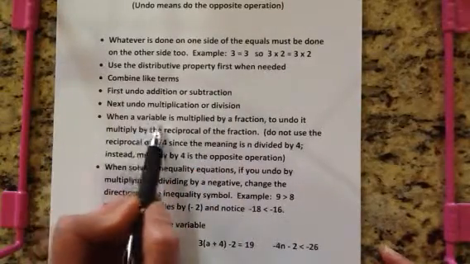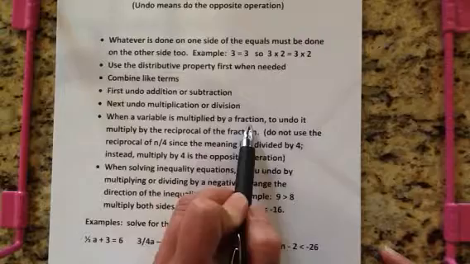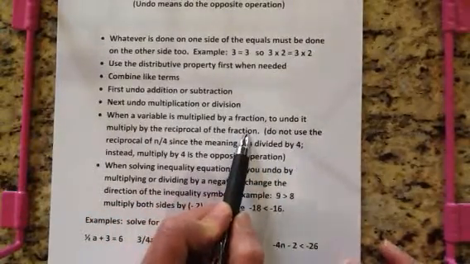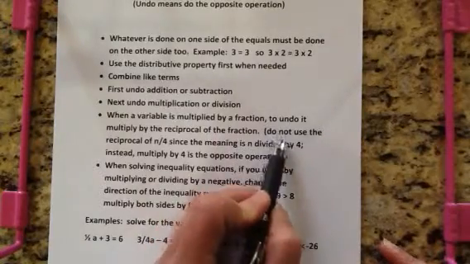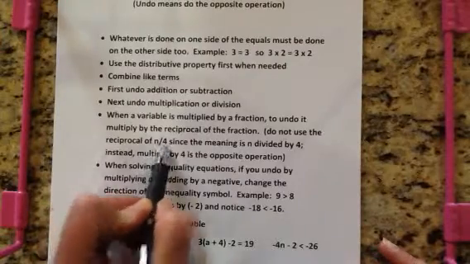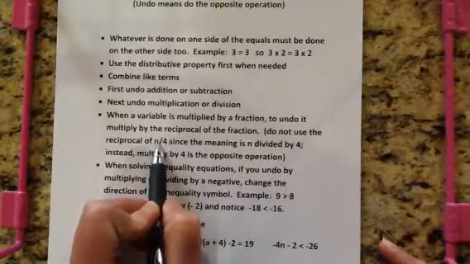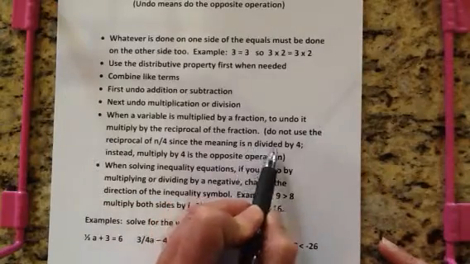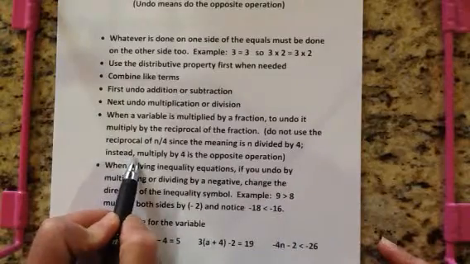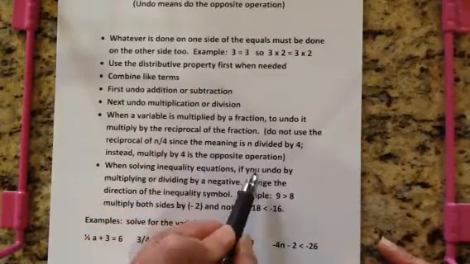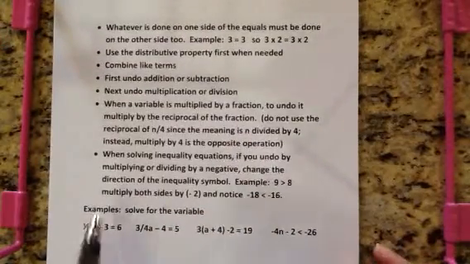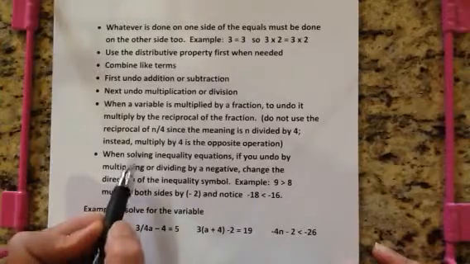Next, when a variable is being multiplied by a fraction, to undo it, you're going to multiply by the reciprocal of the fraction. However, be very careful. Do not use the reciprocal of, for example, n over 4, because the real meaning of that is n divided by 4. And what's the opposite of n divided by 4? Well, the opposite operation would be multiply by 4. Okay, so let's be really careful not to mix those two up, and I'll show you some examples of that later.